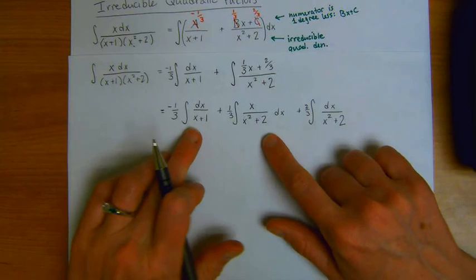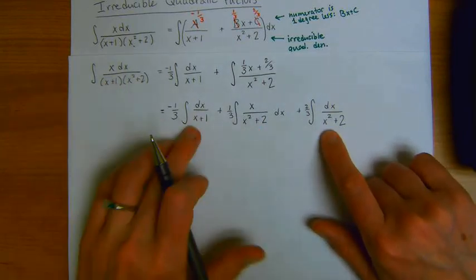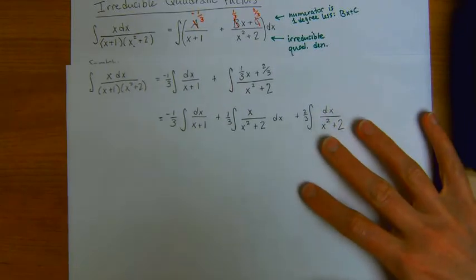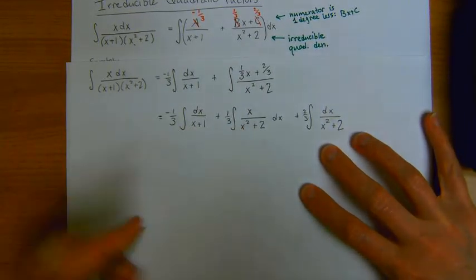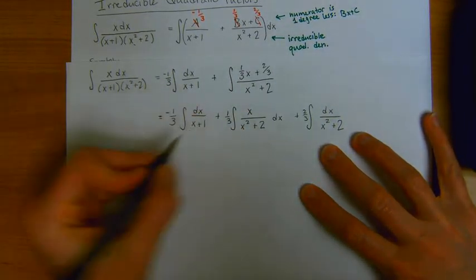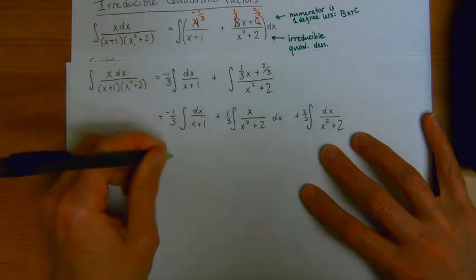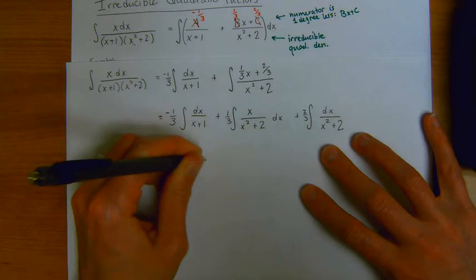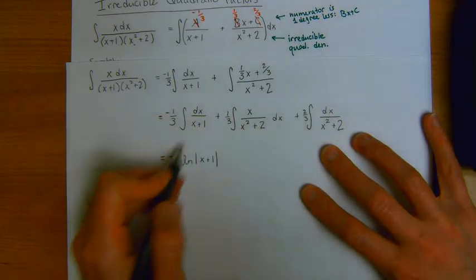We need to use different techniques to integrate each of them, and although they're easier than each of the individual pieces, it's still a little bit more complicated than just throwing natural logs in each of the places. So this first one, because I have a linear term in the bottom, this does end up being negative 1/3 times the natural log of the absolute value of x plus 1. This one's the easy one.